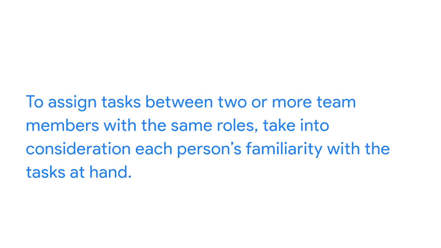Sometimes your team will have multiple teammates working in the same type of role. To assign tasks between 2 or more team members with the same roles, you might take into consideration each person's familiarity with the tasks at hand. For example, if you have multiple web developers working on the new website, you might task one developer with creating the landing page and task the other developer with creating the Contact Us page.